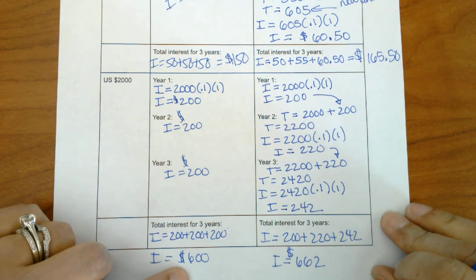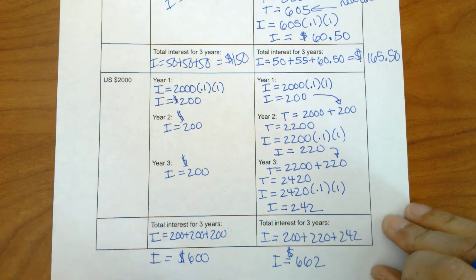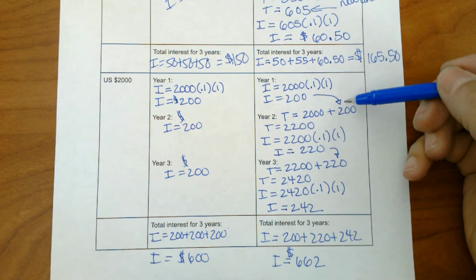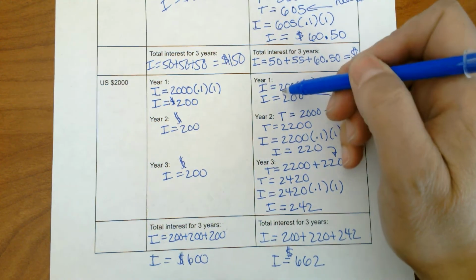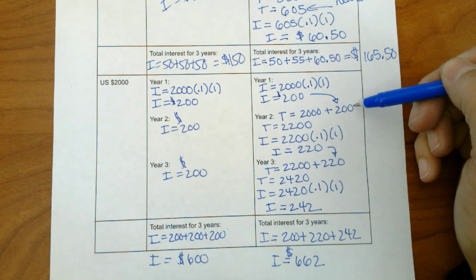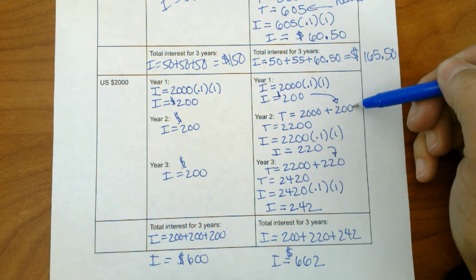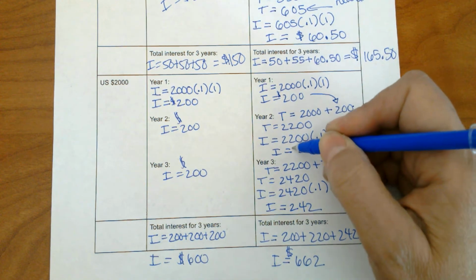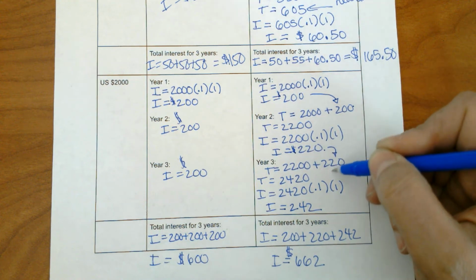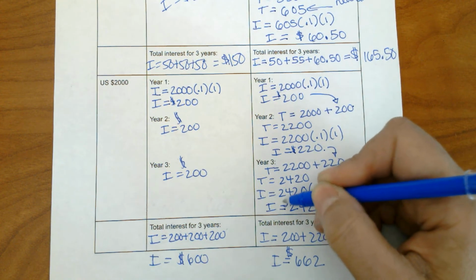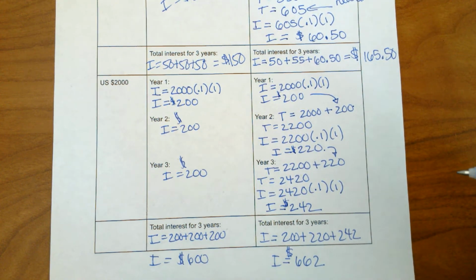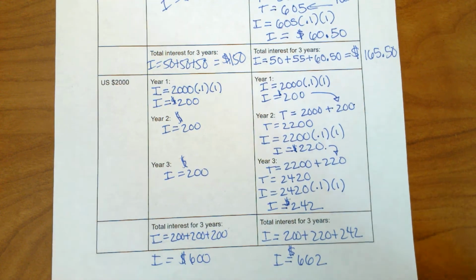As you can see, for year 1, our interest stays the same at $200. Add them together, we get $600 for simple interest. For compounding, same, simple interest is $200 for year 1, and then we need to recalculate our new amount. So our new interest is $220. Recalculate our new amount. Our new interest is $242, and so we come out with an interest total for 3 years of $662.